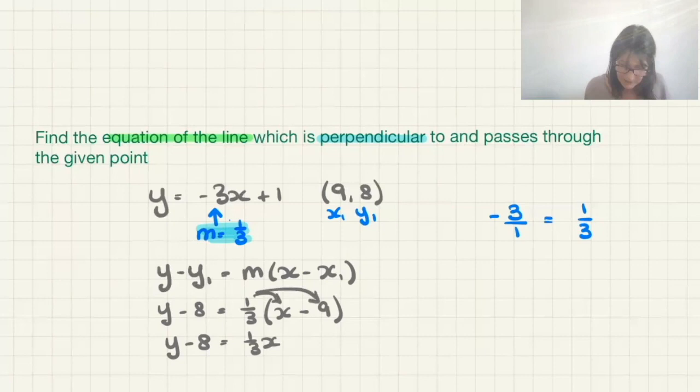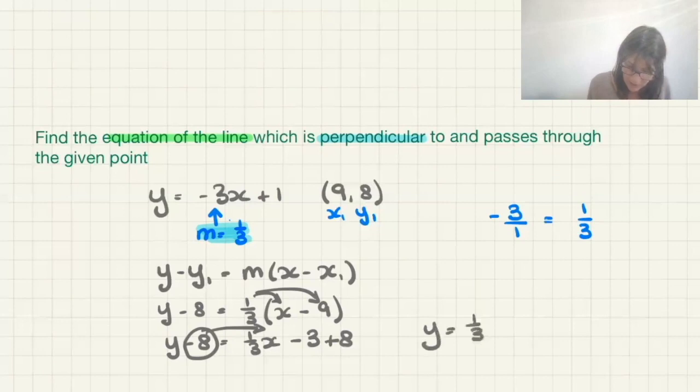Over here, I'm going to be doing a third times 9. That's basically going to give me 9 divided by 3, which is 3. And I've got the negative as well to consider, so my answer there is minus 3. The minus 8 will come across so I can get that y on its own and land as plus 8. So my final answer is y equals a third x, and then minus 3 plus 8 is 5. So that is the equation of the line, which is perpendicular to this one and passes through this point.